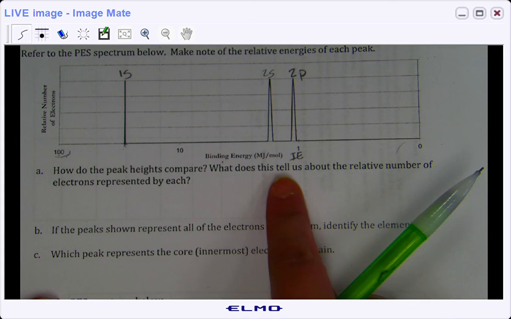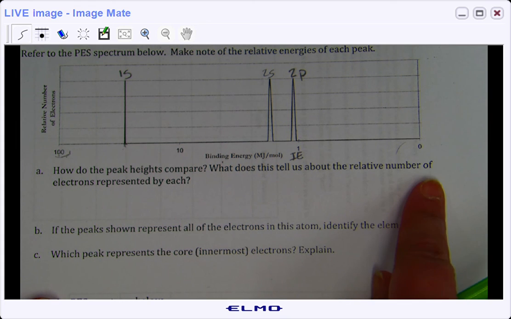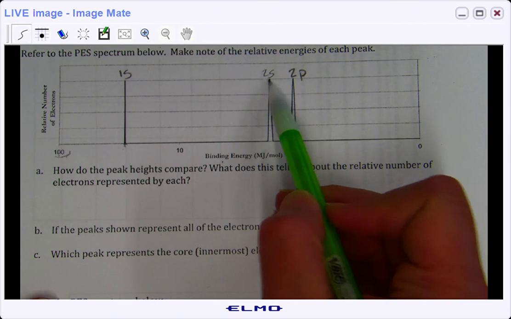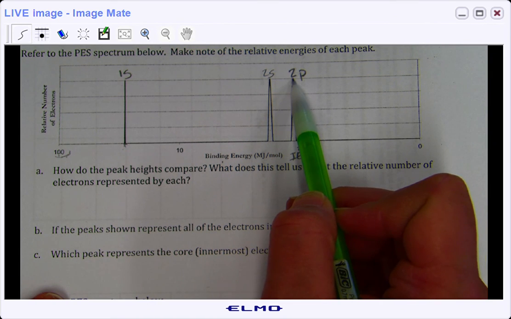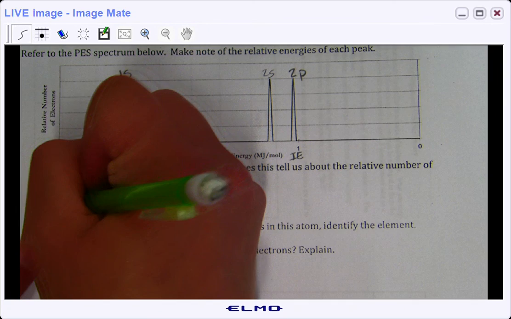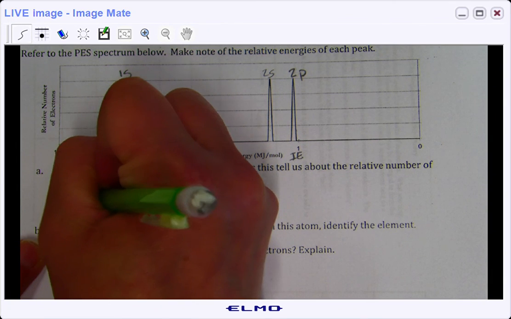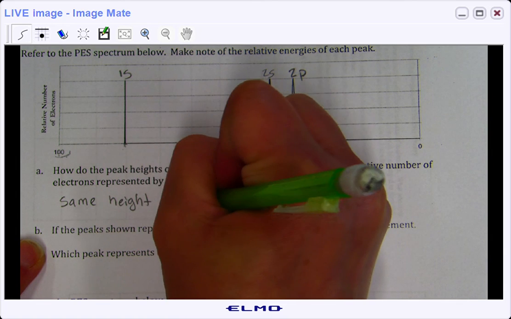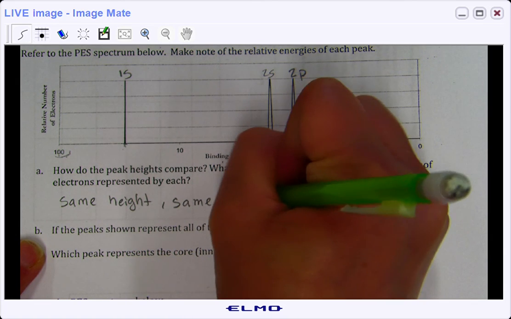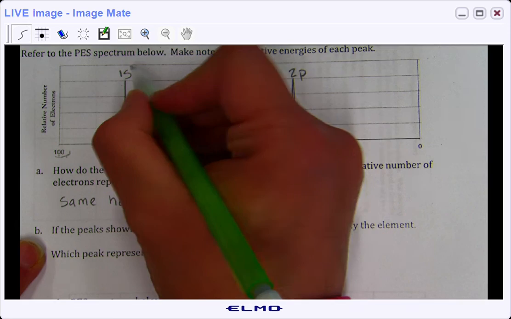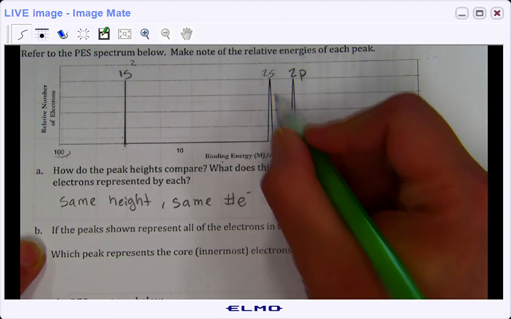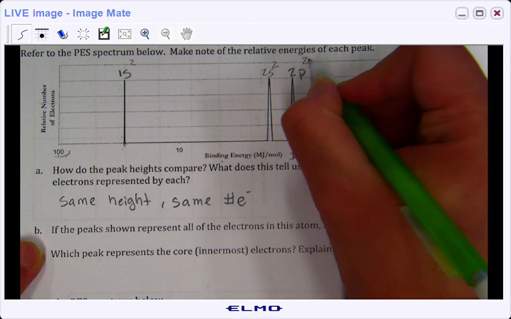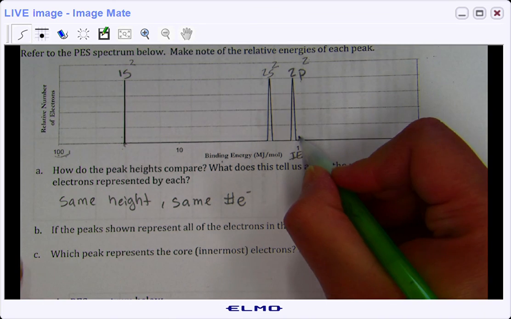So how do these heights compare? And what does this tell us about the relative number of electrons? Because all of these heights are the same, we are going to notice that they have the same number of electrons. So the same height is the same number of electrons. So this is 1s2, 2s2, and this is going to be 2p2. So there's only 2 electrons here in the 2p.